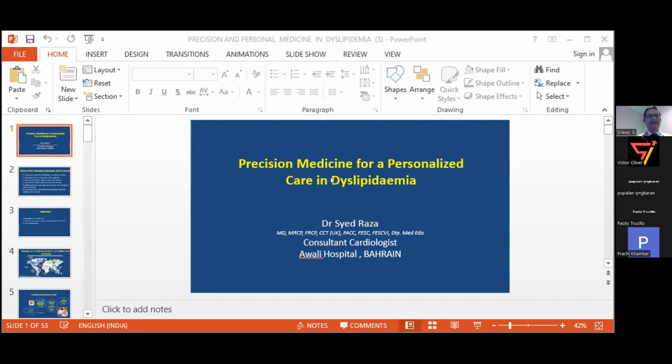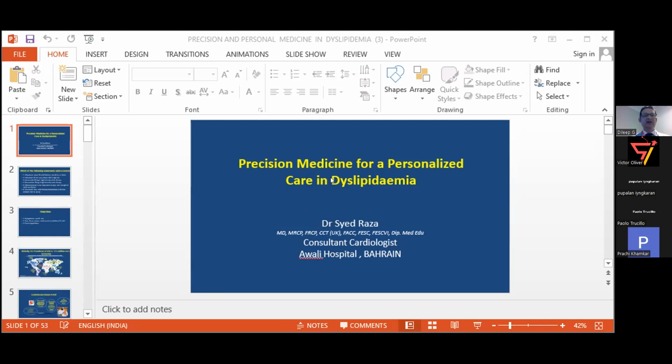Now, the second statin benefit group are the patients who are above the age of 21 years, but less than 75, who have very high LDL levels, where the LDL is more than 190 milligram per deciliter or more than 4.9 millimole per liter. Here again, you're going to use high intensity statin.